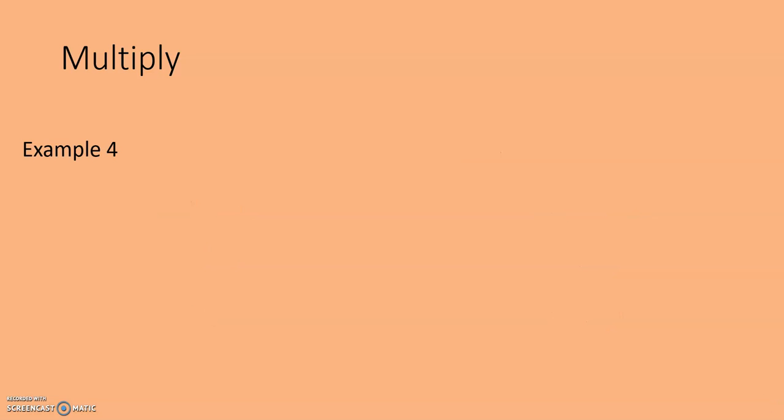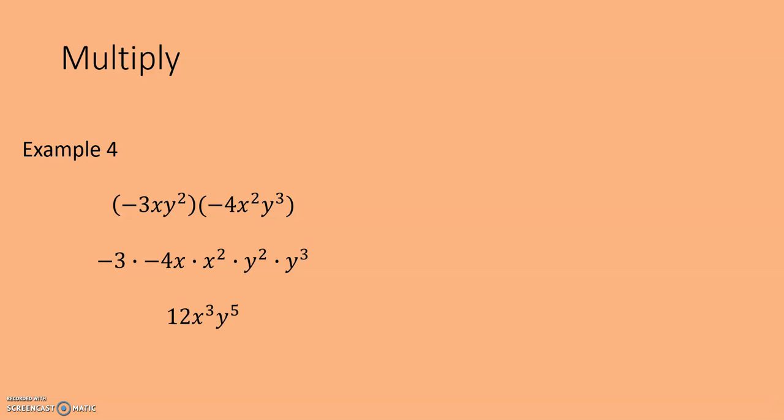Example 4, negative 3xy squared times negative 4x squared y to the third. It's negative 3 times negative 4 times x squared times y to the second times y to the third. That's 12x to the third, y to the fifth.